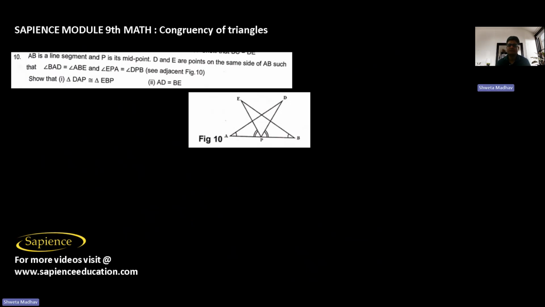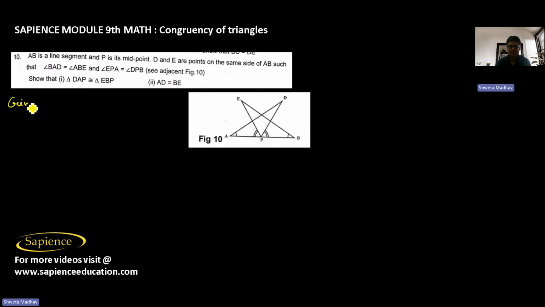Then here it is told that AB is a line segment and P is its midpoint. D and E are points on the same side of AB such that angle BAD is equal to angle ABE and angle EPA is equal to angle DPB. Show that triangle DAP is congruent to triangle EBP and AD is equal to BE, that we have to prove.